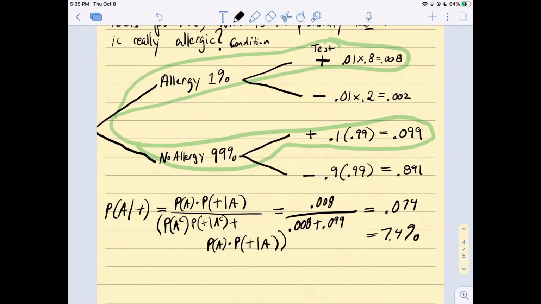Yeah, that makes sense. And what do you guys think? Is this number surprisingly low for a test that seems pretty good? Can anyone offer an explanation? If you got an allergy test and it's positive, you'd think, oh man, I have an allergy, but in reality there's only a very low chance that you have it. So why is this argument showing us such a low chance? What's causing this effect?